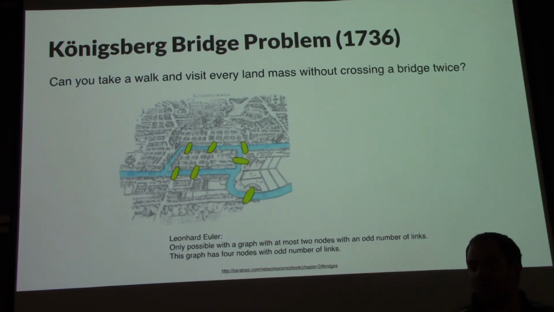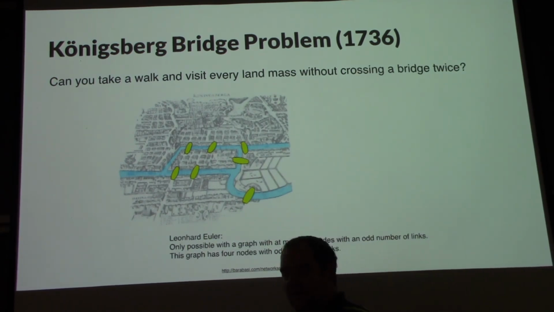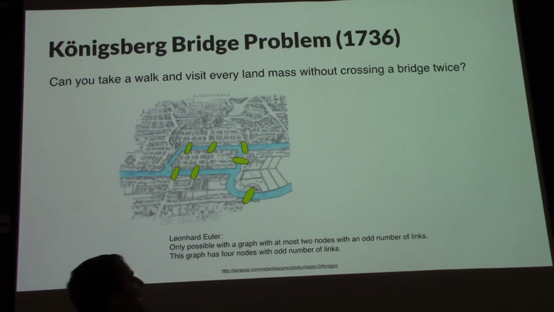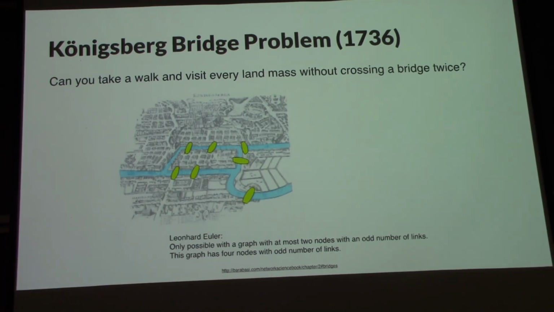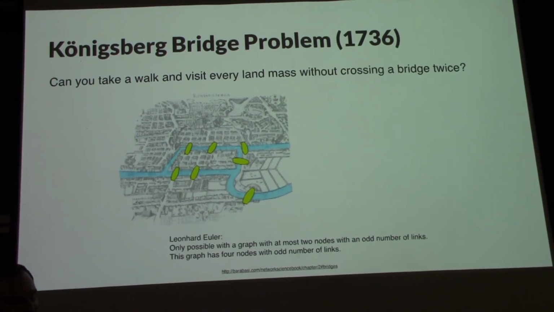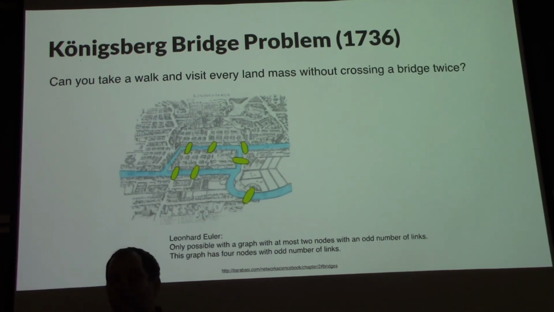The question that people are asking is, can you take a walk through the city, which was bisected by a river that branched? Can you take a walk through the city and visit every landmass without crossing a bridge twice? Try to figure it out.